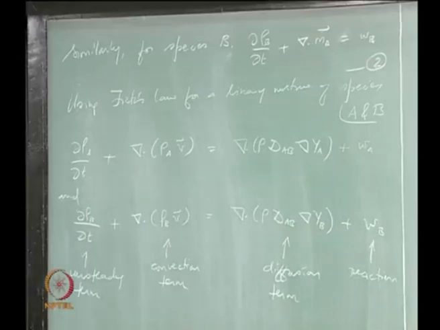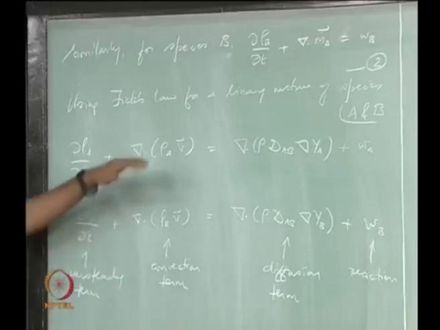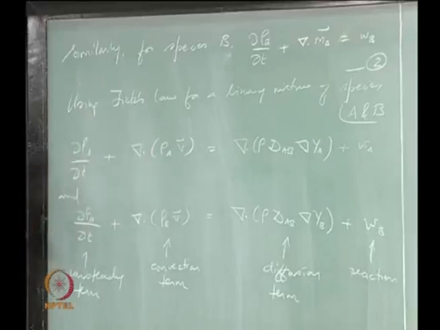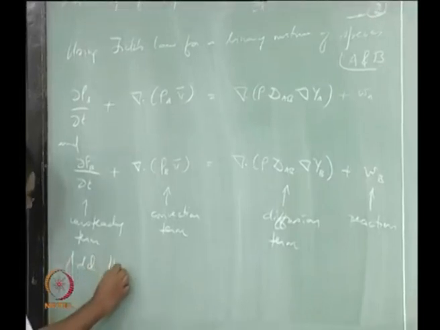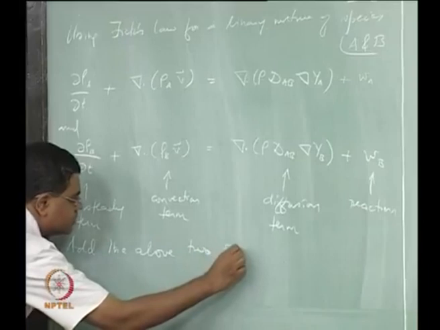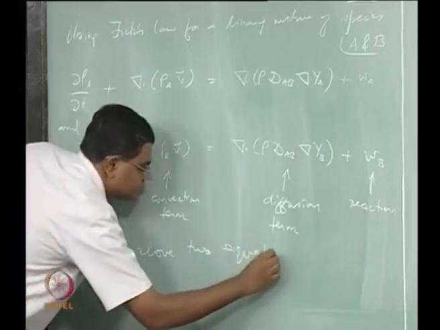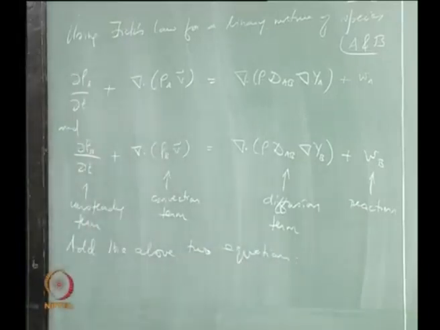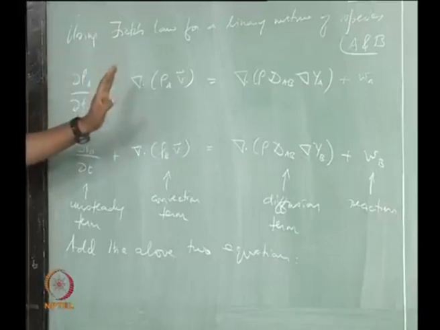All right. Now let's try to do something interesting here. Let's try to add up these two equations. Add the above. What would you get? You have a partial derivative of rho A with respect to time plus partial derivative of rho B with respect to time. That's dou by dou t of rho A plus rho B.